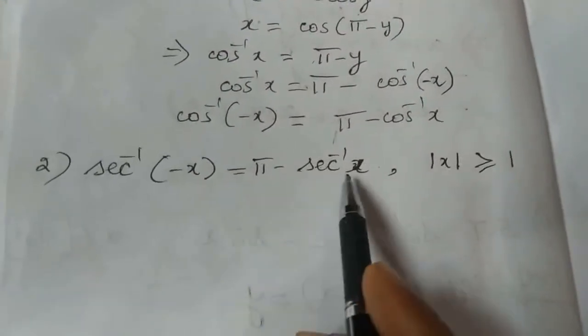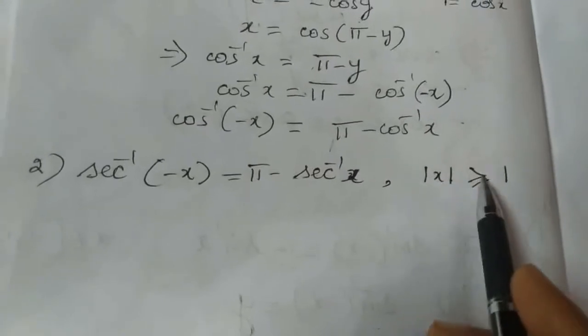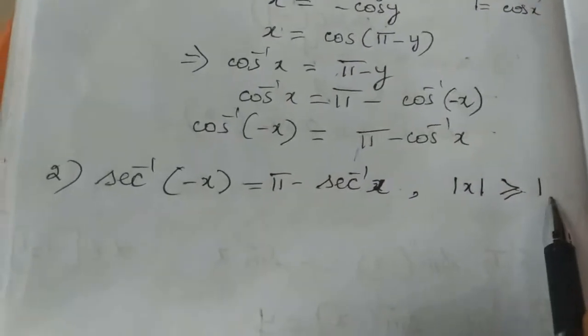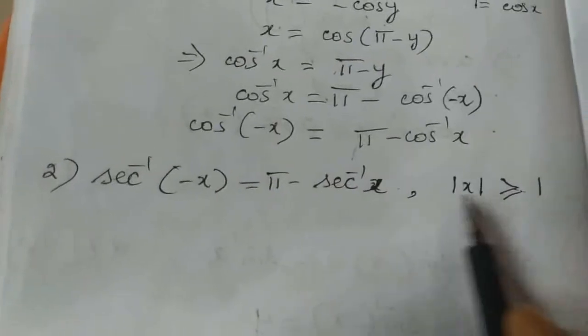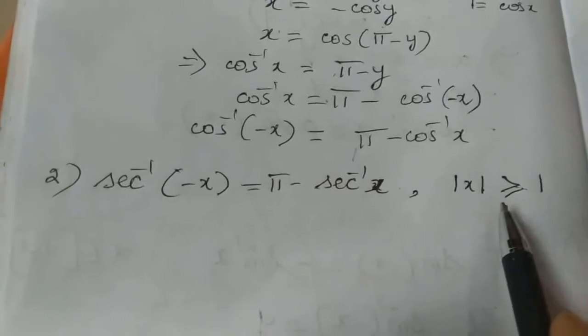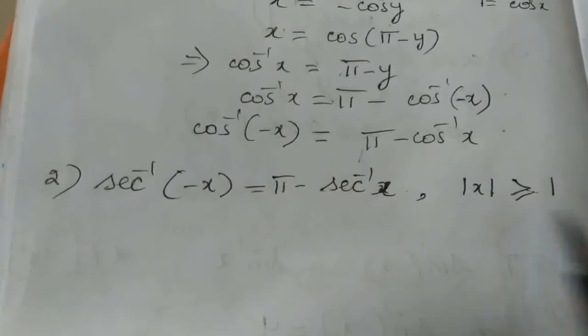Next one, secant inverse of minus x is pi minus secant inverse x. Here the domain is mod x greater than or equal to 1. It is the same as x greater than or equal to 1 or x less than or equal to minus 1.